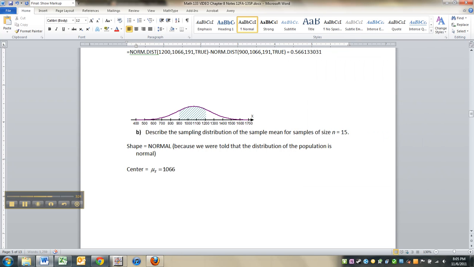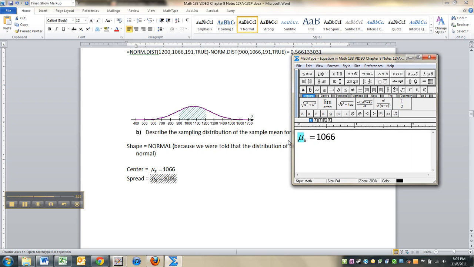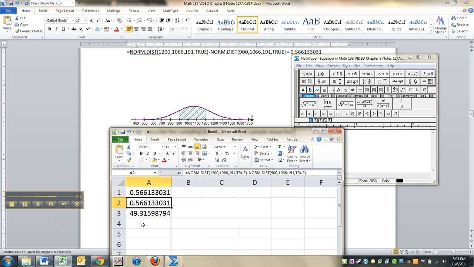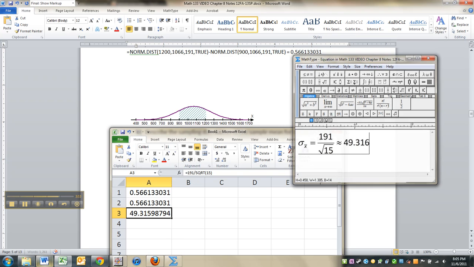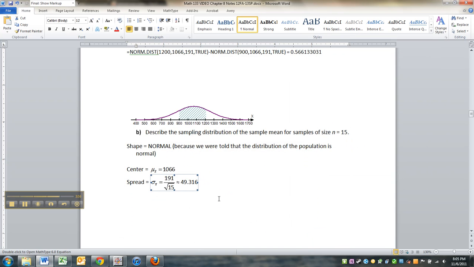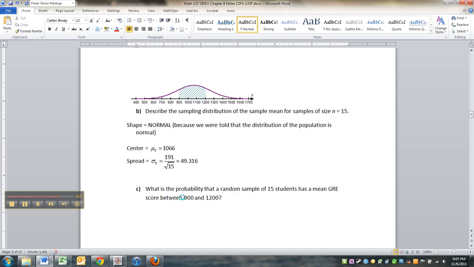Okay. Now the spread is sigma sub x bar, which is 191 divided by the square root of 15 in this example, which I happen to have already calculated over here with Excel. There it is, 49.316 roughly. Cool. Got our shape, got our center, got our spread, everything's good. Shape, center, and spread, not mean, center, and spread.